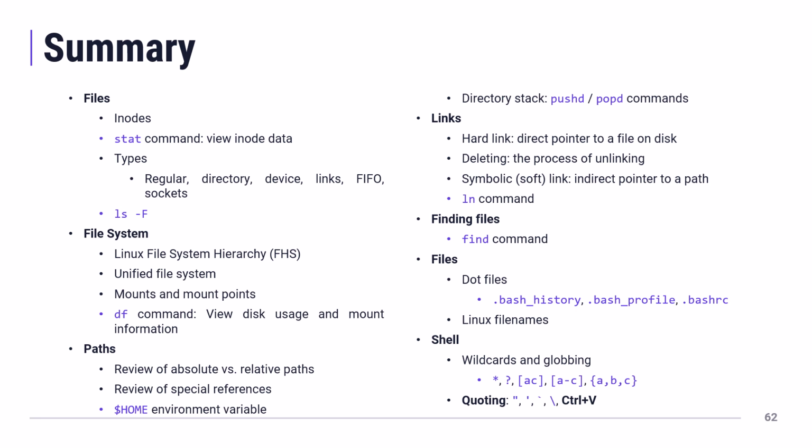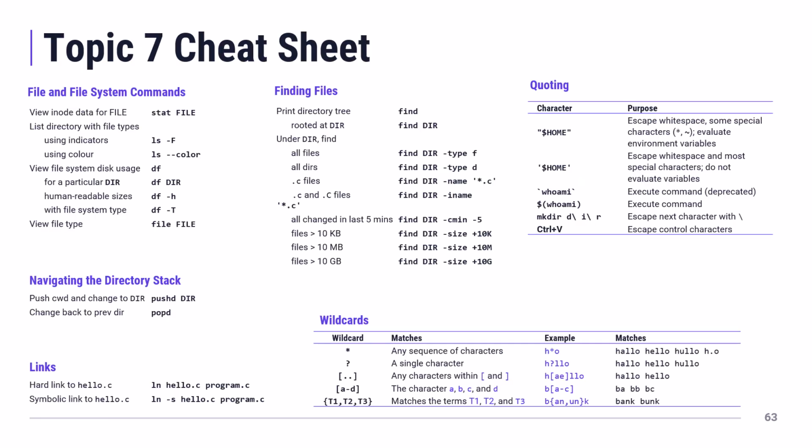Saw some examples of using the find command to find files and directories. We looked at dot files, bash history, bashrc, and so on. Linux file names, so what are the valid characters? And then we talked this morning about wildcards and globbing and quoting. So I've got a little cheat sheet there for you again. You can take a look at that as you are studying. So that wraps up Linux files and directories.